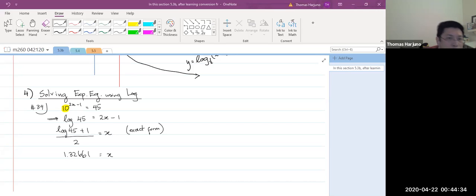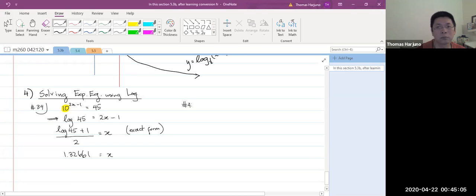Is it okay? Make sure you know how to use your calculator though. That's for number 32, 34. Let's see more. Is there anything else? I think number 36 is an interesting problem, but let's see. How about number 40? Number 40: e to the 3x squared equals 112.